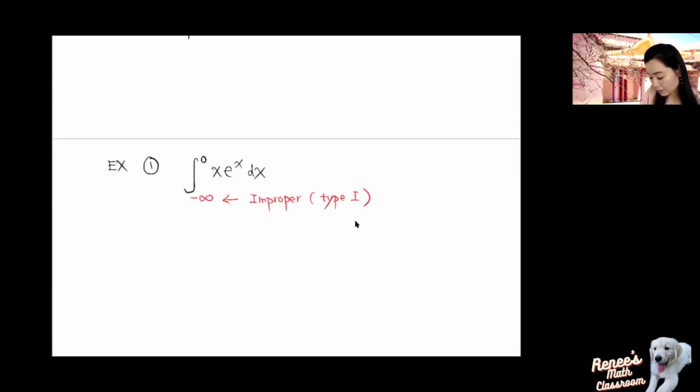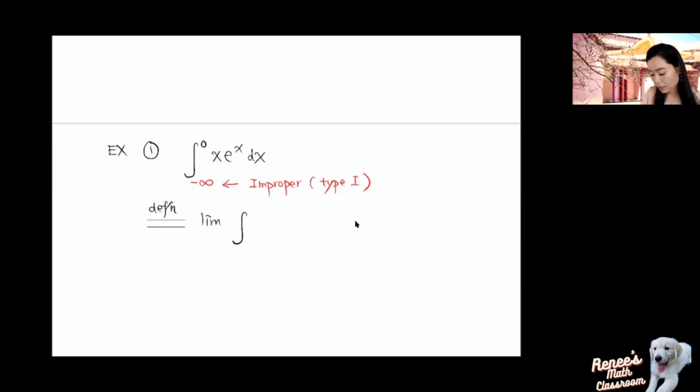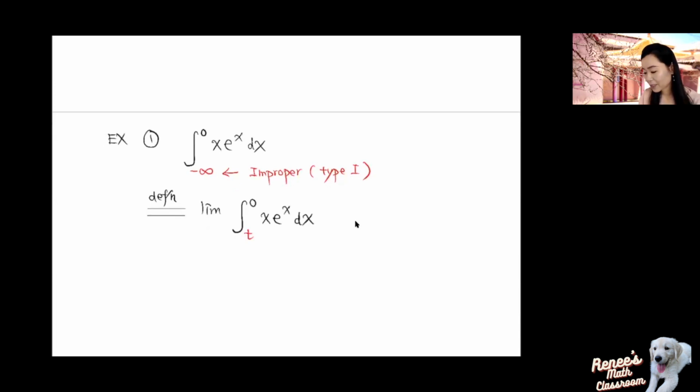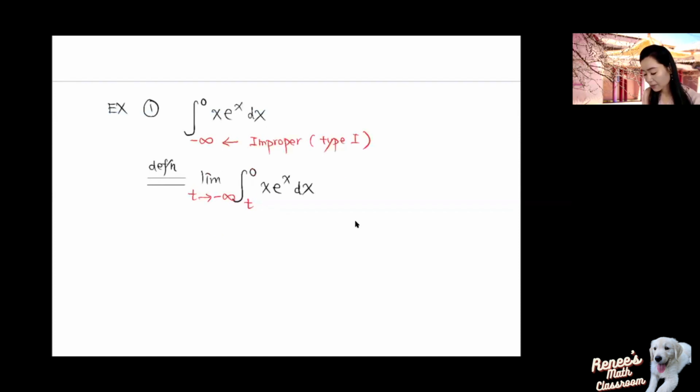So by the definition, we're going to define it this way. It's the limit of this proper integral. We replace this negative infinity here by t, where t should represent a real number, and then let t go to negative infinity. So that's how we define this type of improper integral. This improper integral is the limit of this proper integral over here. Now, how can we find this proper integral here?